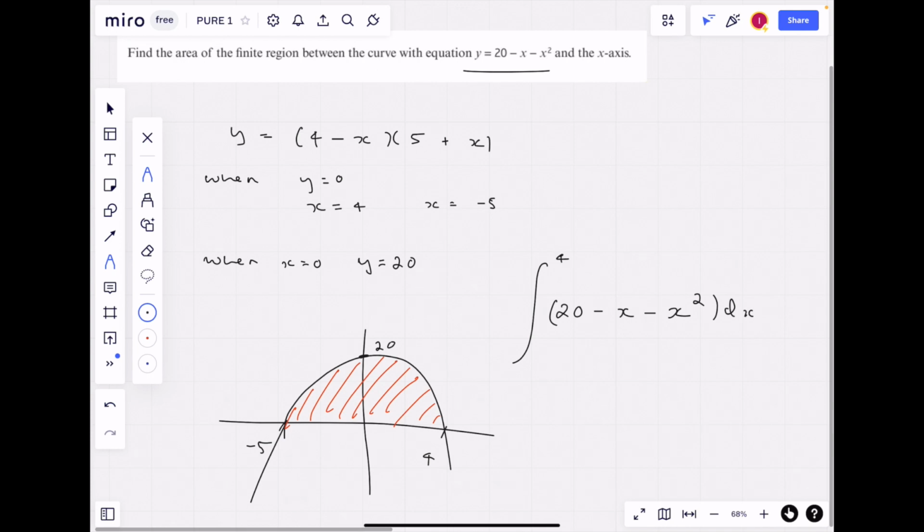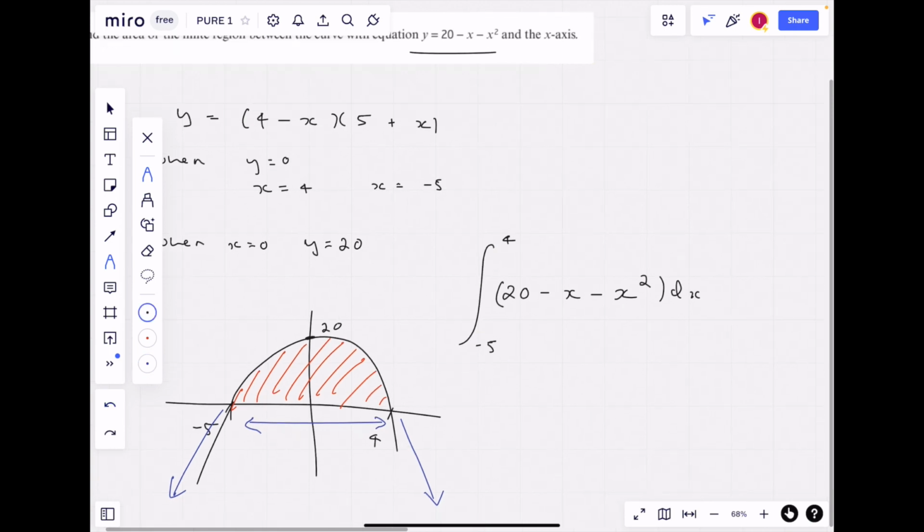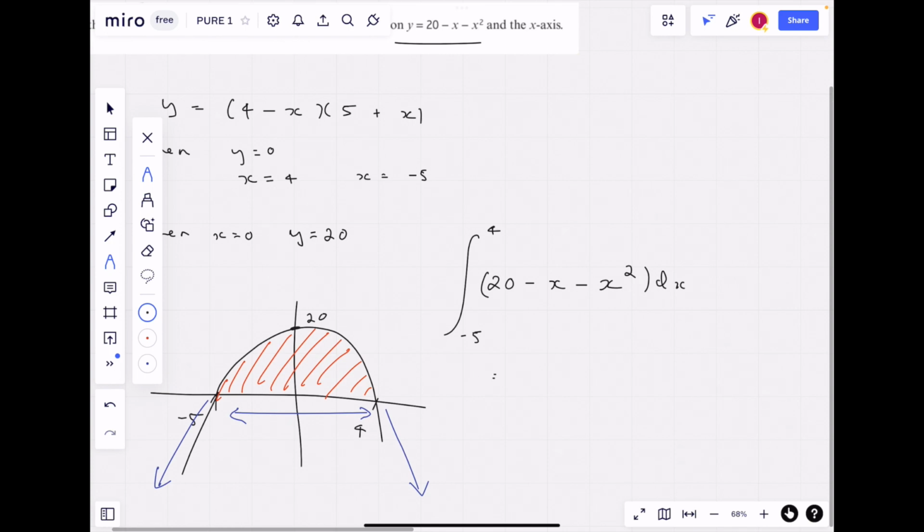4 and minus 5. Because I'm working out the area under my graph between minus 5 and 4. Everything here is less than minus 5, but it's under the x-axis. Everything here is greater than 4, but still under the x-axis. We want everything in between those two numbers. With definite integrals, the larger number always goes at the top, and the smaller number always goes at the bottom. Okay, can you try and solve that for me, please?